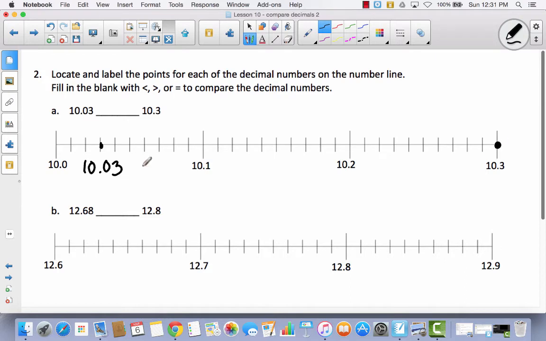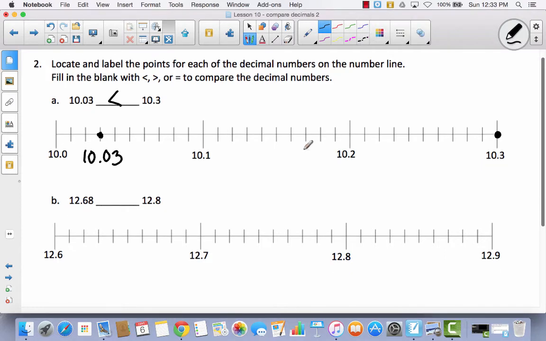So what do we know about number lines? As you're moving to the right on a number line, what is happening to the numbers? They are getting larger. So if 10 and 3 hundredths is here, and 10 and 3 tenths is here, we know 10 and 3 hundredths is less than 10 and 3 tenths. Okay, let's try another one.